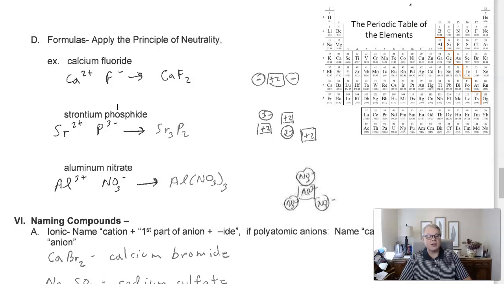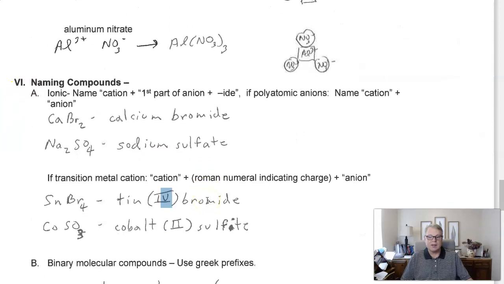All right, so now the question is, can we play the game the other way around? Can you play it backwards? What if I gave you a formula? Could you give me the name? All right, so how do we do that? Well, that leads us into our next section, which is naming compounds. So let's talk about naming compounds.